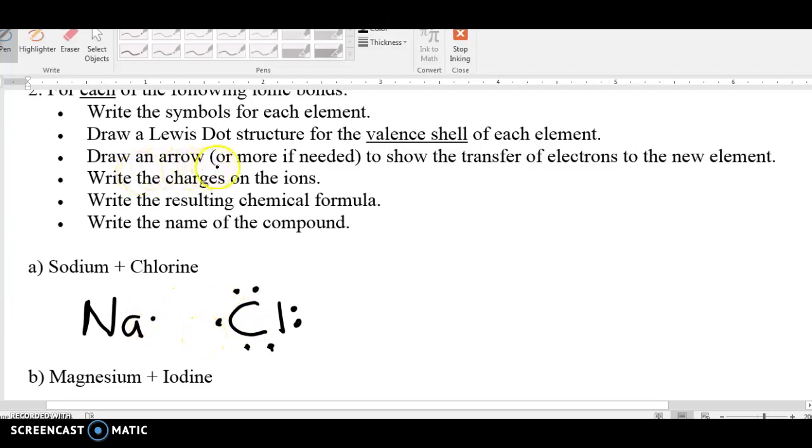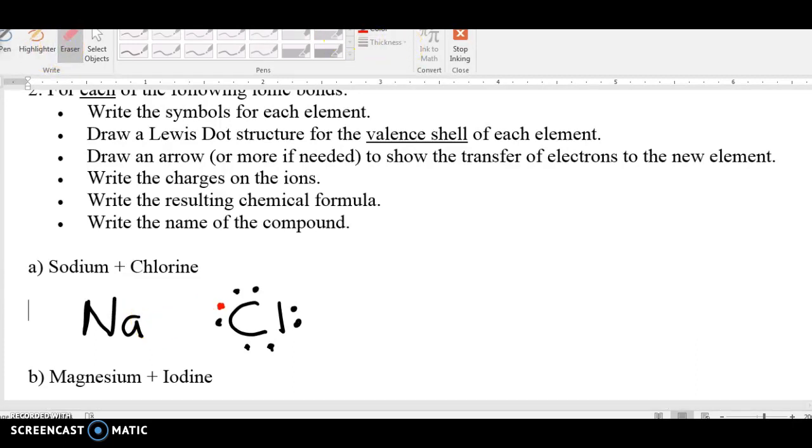All right, now it says draw an arrow or more if needed to show the transfer of electrons to the new element. So I'm going to change colors here real quick. And we'll see that chlorine has a much higher electronegativity than sodium. We know that because it's on the right side of the table. It's got a higher Zeff. So it's going to pull in electrons more strongly than sodium will. Sodium will drop that electron over there. What that does is it gets rid of that electron for sodium.